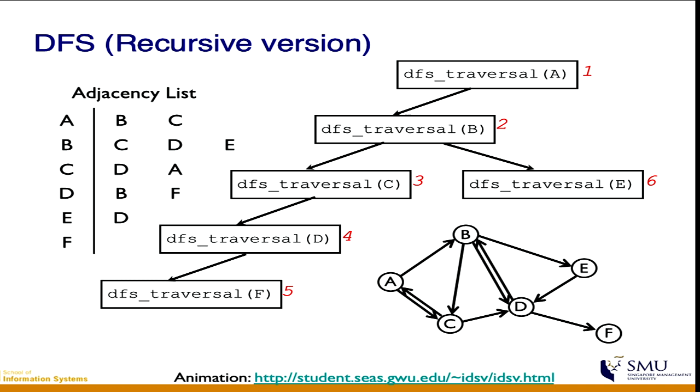Now by now B has processed C, it will move on to the next neighbor, which is D, but D was already visited, so it doesn't do that again, and we go on to E. E will visit D, but D is already visited, so E returns back to B, then B returns back to A, and A has no other neighbors because C is visited. So then we get the sequence, which is A, B, C, D, F, E.